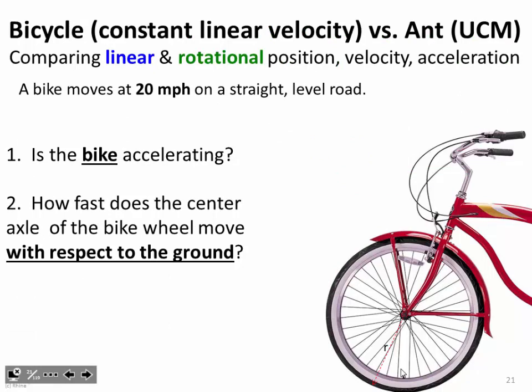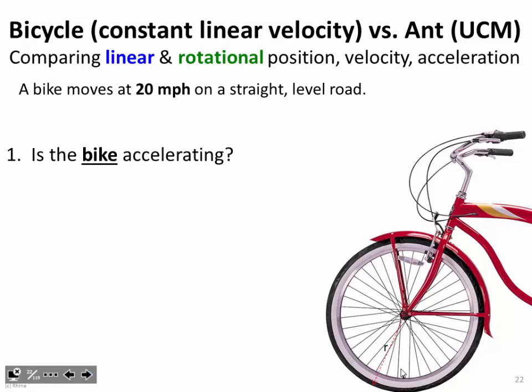And you have these slides, so you guys can work through these. My first question: is the bike accelerating or not? We're moving along at 20 miles per hour on a straight and level road. Is the bike accelerating or not? No. We've got a constant velocity, right? So next question.